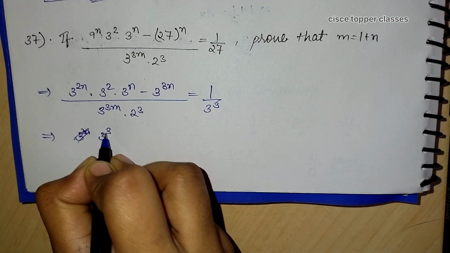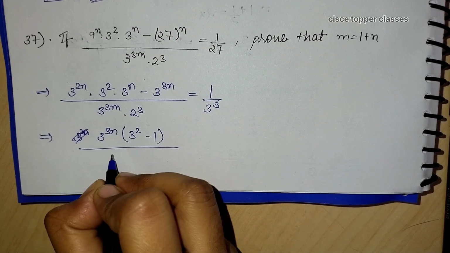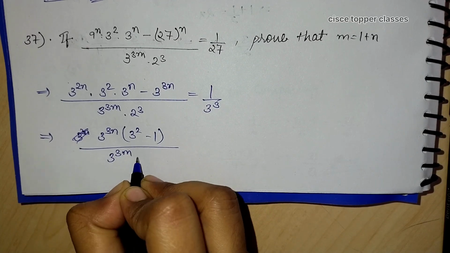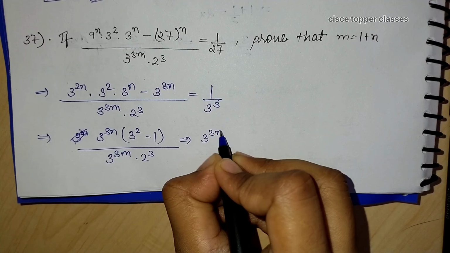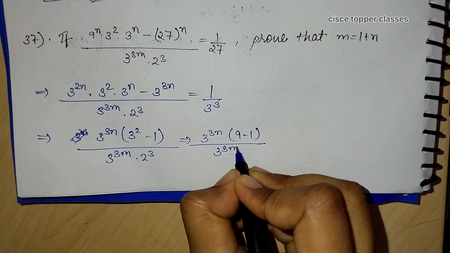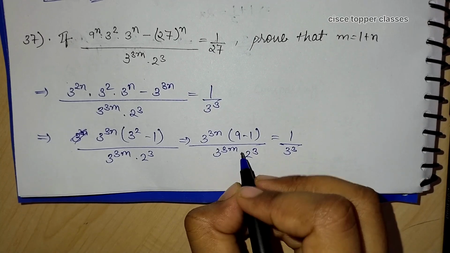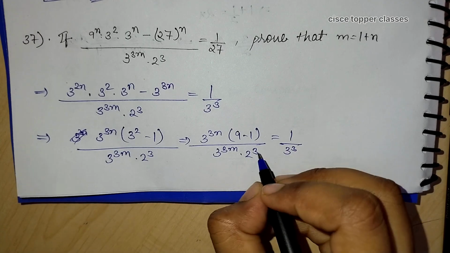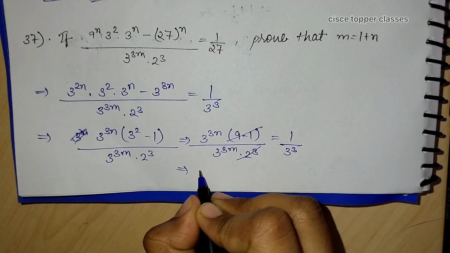So 3 की power 3n, 3 की power 2 minus 1 here, and now 3 की power 3m into 2 की power 3. So it will be 3 की power 3n, 9 minus 1 divided by 3 की power 3m into 2 की power 3 equal to 1 by 3 की power 3. Now we can simply cancel out 8 here and 8 here.